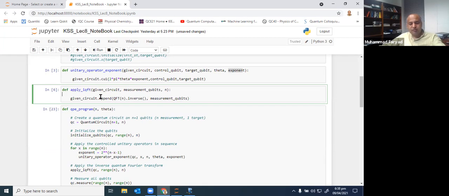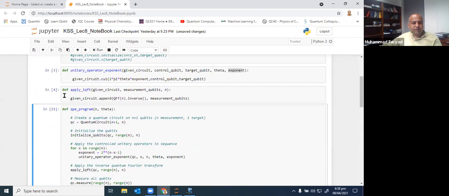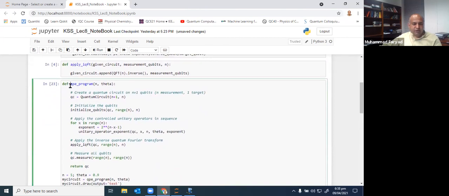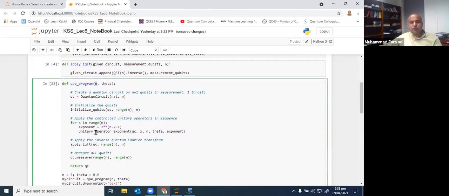So this is function number 6, in input 6, that works as an inverse QFT. Now here is my quantum phase estimation program. You can see it takes n as the number of qubits, and it takes theta that I can specify. This theta is the phase that we are trying to compute. So let's say we have a quantum circuit of n plus 1 qubits. I need n plus 1 because this one qubit I'm using for the controlled unitary operation.